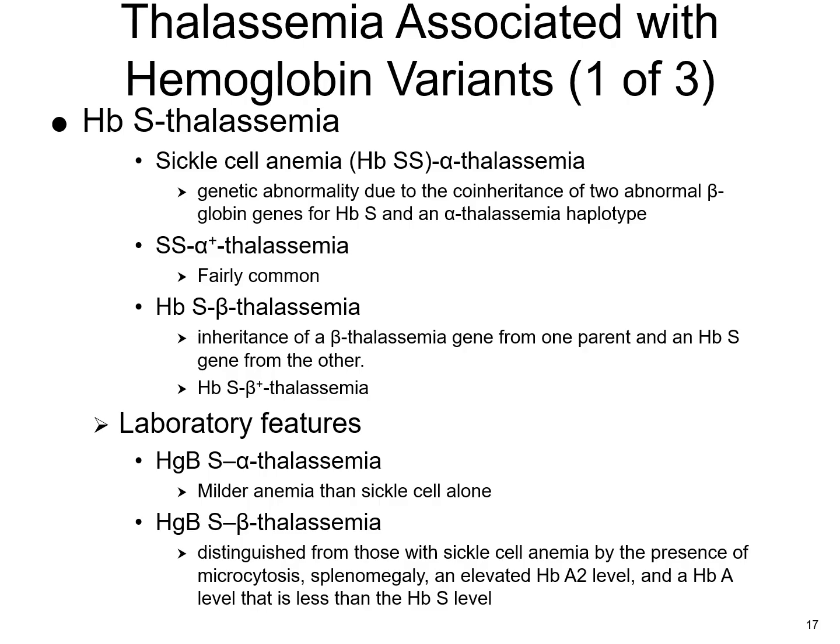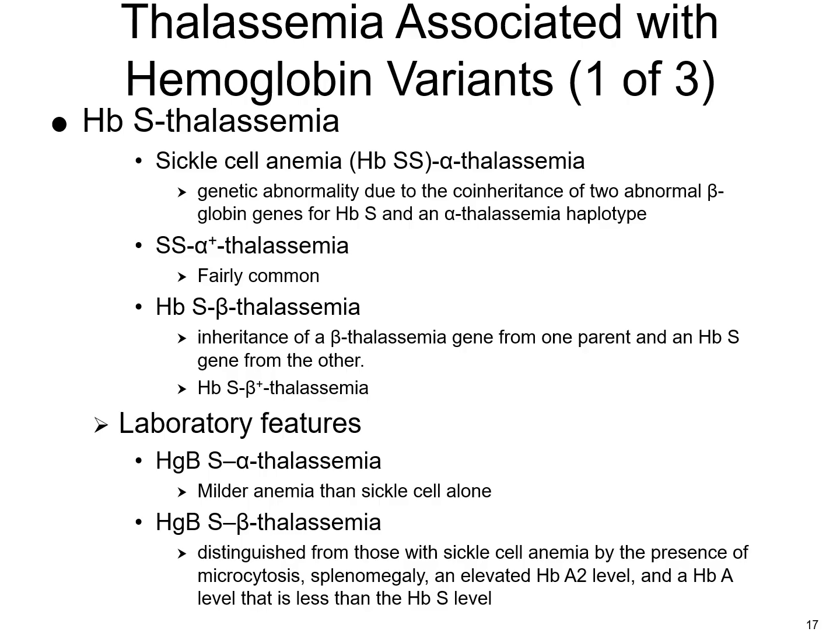So in sickle cell anemia with alpha thalassemia, individuals inherit 2 abnormal beta globin genes for hemoglobin S, along with an alpha thalassemia haplotype. This form is sometimes referred to as S, alpha plus thalassemia and is fairly common in certain populations. The presence of an alpha thalassemia can modify the severity of sickle cell disease.